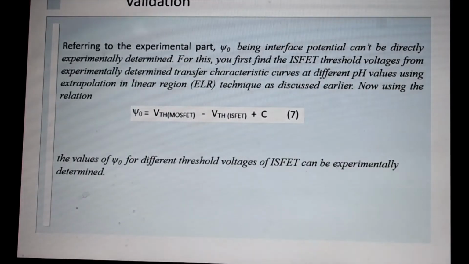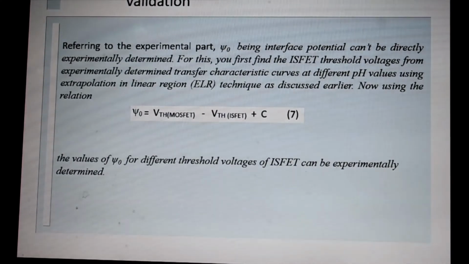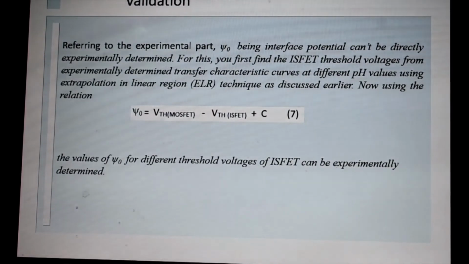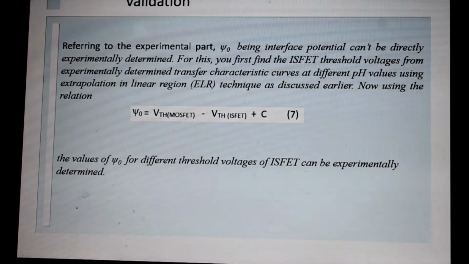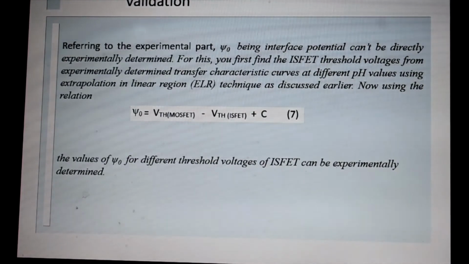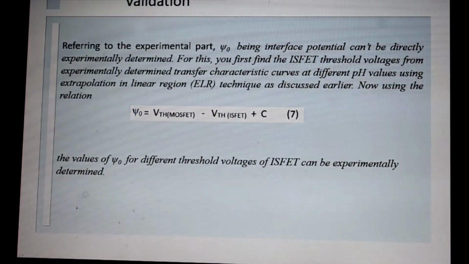Referring to the experimental part, xi naught being the interface potential cannot be directly experimentally determined. For this, you first find the ISFET threshold voltages from experimentally determined transfer characteristic curves at different pH values using the extrapolation in linear region technique, as discussed earlier.